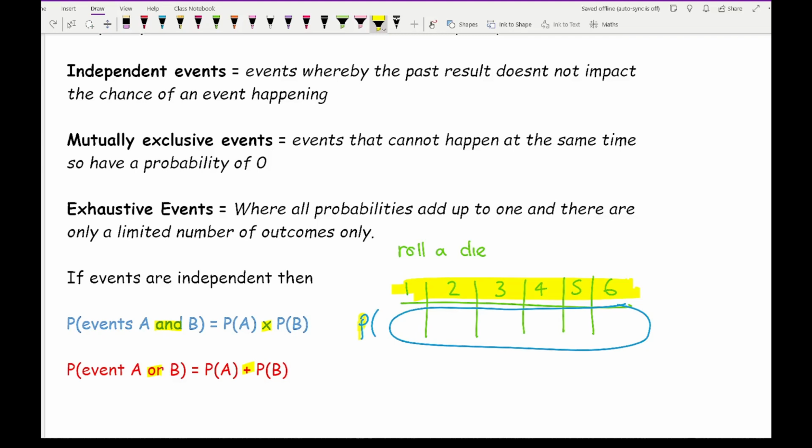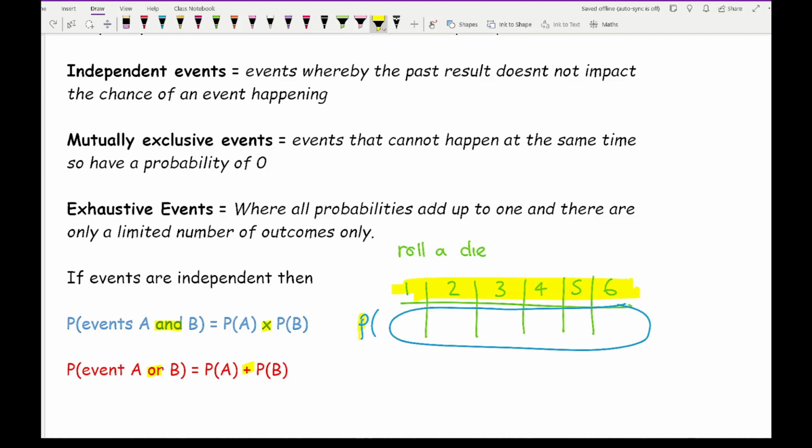Now, when we're using "or", we're actually saying that we want either of multiple events happening. So therefore the probability needs to be added together, because that's going to increase the chances, because we're adding more options that we're actually going to be happy with.